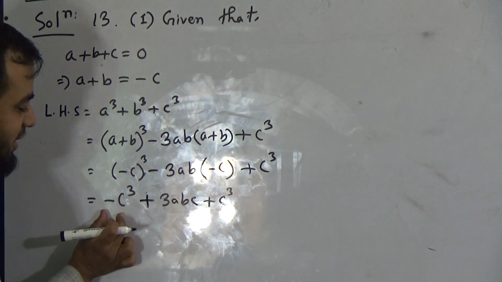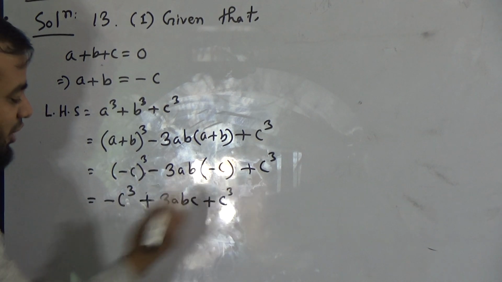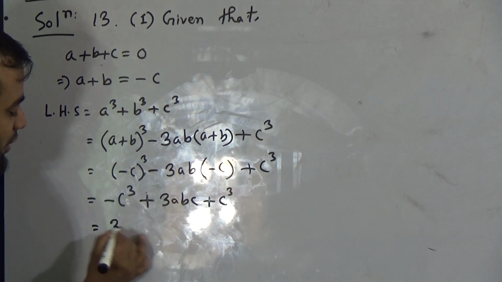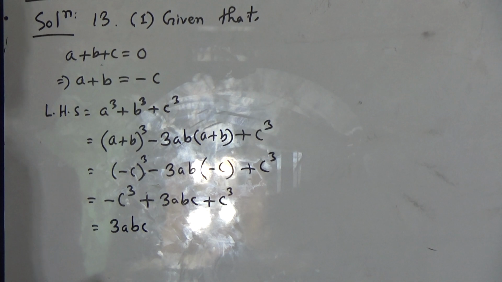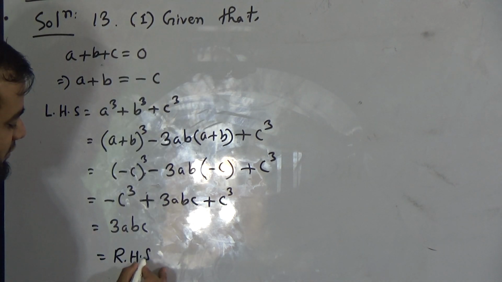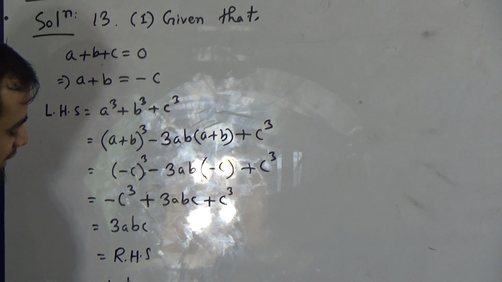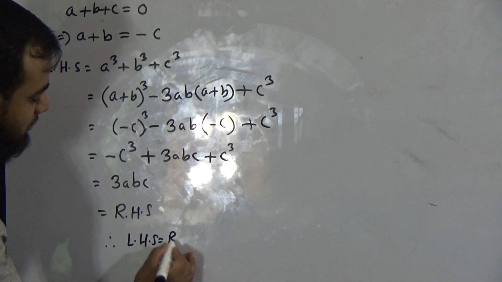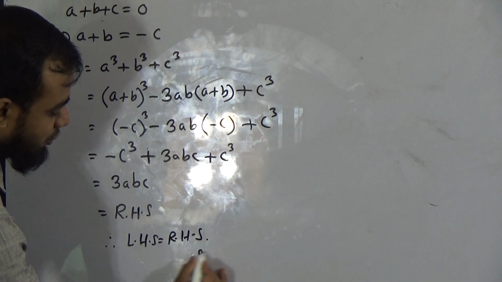Now this minus c cube and plus c cube will be omitted to each other. We will have thrice abc, which is our right hand side, my dear students. That is equal to the right hand side. We can write therefore, left hand side is equal to right hand side. Showed.